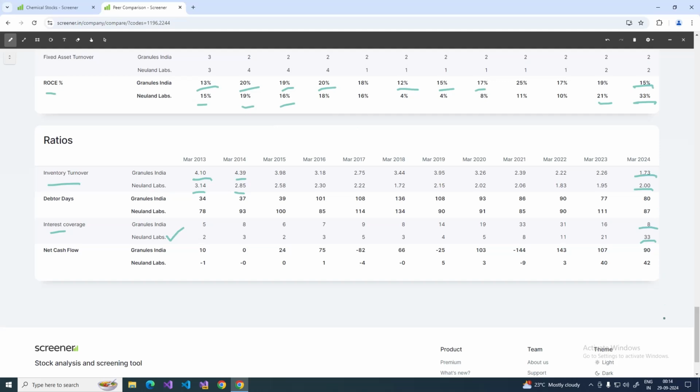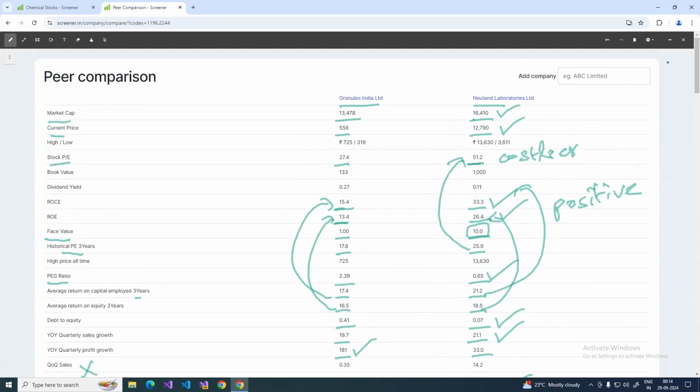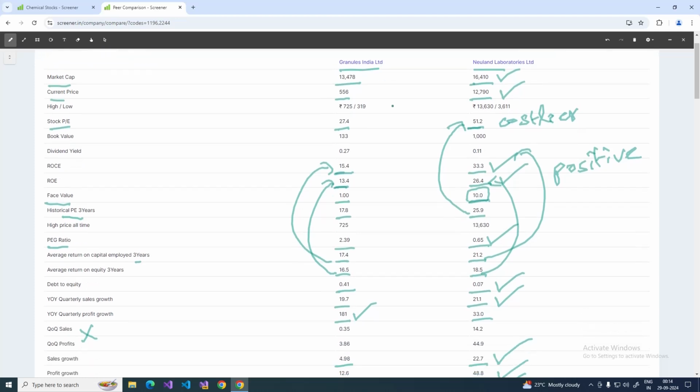Based on our discussion, we observed that most of the points are positive for Neuland Laboratories, then Granules India. That's it for today.